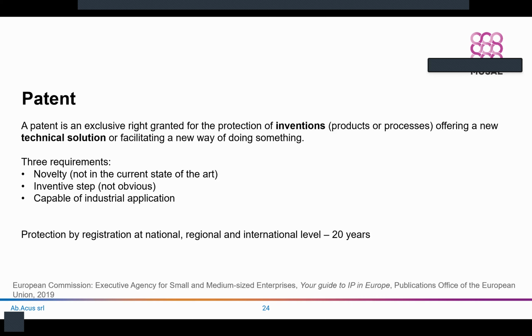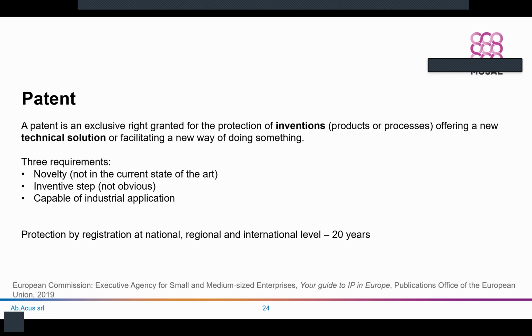Then when you have your product that is patentable, again you may move at the national, regional, and international level. Normally, at least in Europe, you start by applying at the national level, also because of cost. And if the patent is approved at the national level, then you move to European or international level.